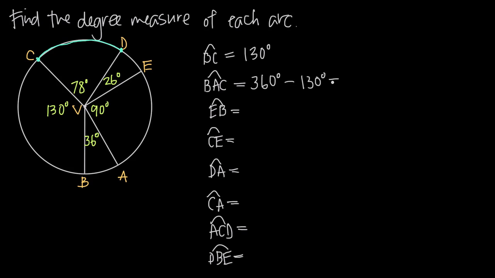So we subtract 130 degrees, and then the result is 230 degrees. And if we added up 36, 90, 26, and 78, we would get the same thing, 230 degrees. It's just simpler to do it this way.